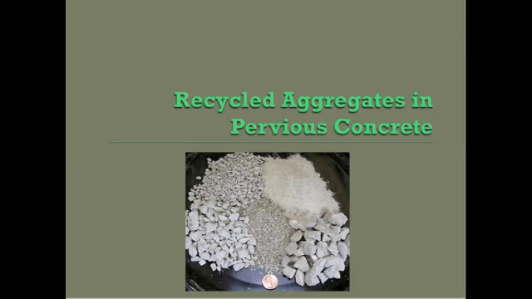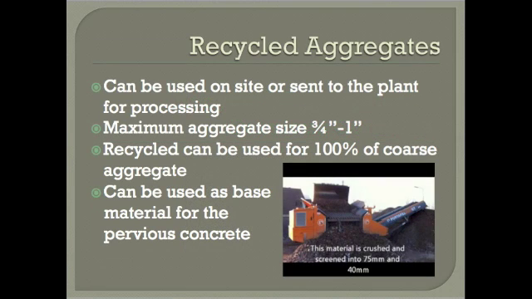Now that we have discussed a few of the advantages and disadvantages of this material, we will discuss the use of recycled aggregates in pervious concrete. Recycled aggregates are made from the crushing of other concrete that would otherwise be disposed of. Some quick facts about recycled aggregates is they can be ground up and used on site or sent to a plant for further processing. The final maximum aggregate size is 3/4 of an inch to an inch.